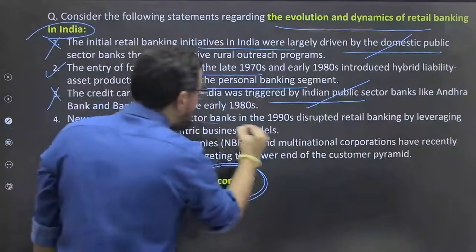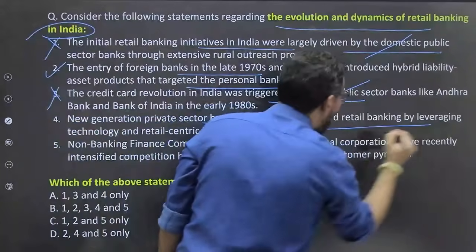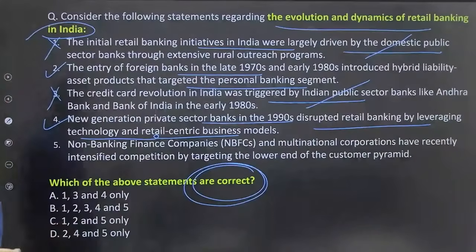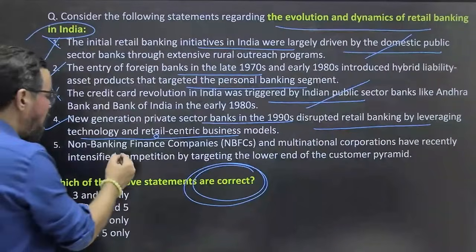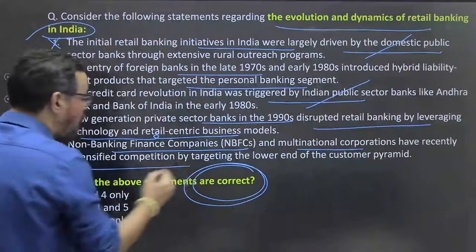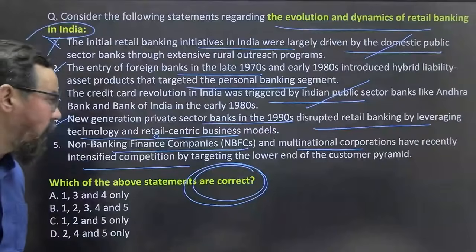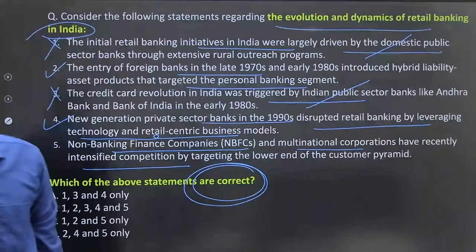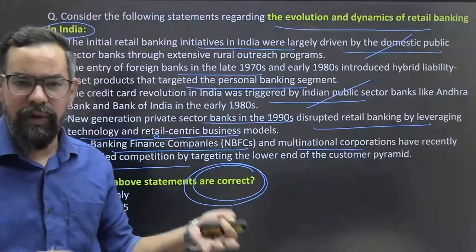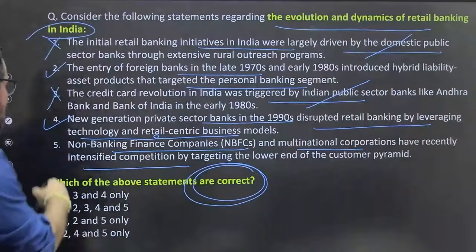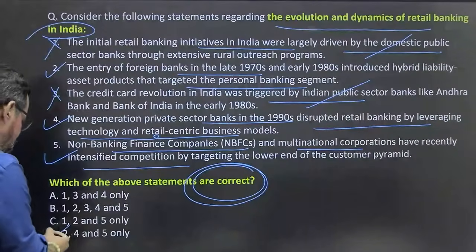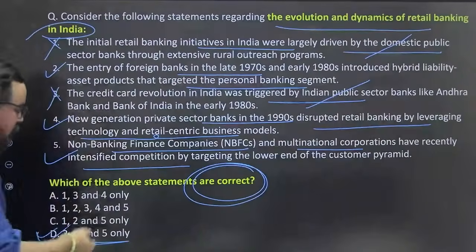New generation private sector banks in the 1990s disrupted retail banking by leveraging technology and retail-centric business models. 100% true. Then non-banking finance companies and multinational corporations have recently intensified the competition by targeting the lower end of the customer pyramid, by fulfilling their basic requirements of credit as well as other financial services too. So 2, 4, 5 means option D will be the right answer. And this question can be easily eliminated as well.